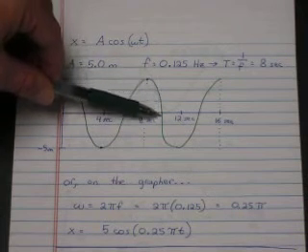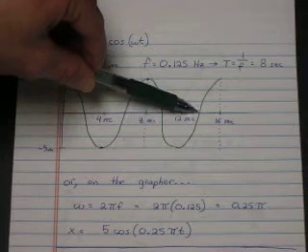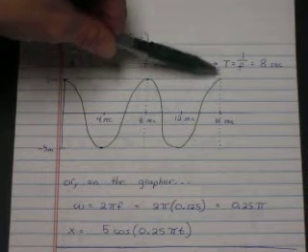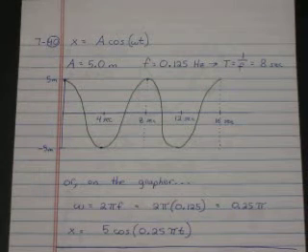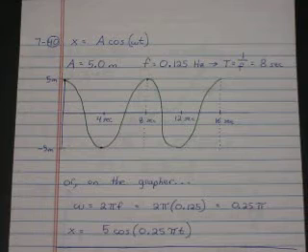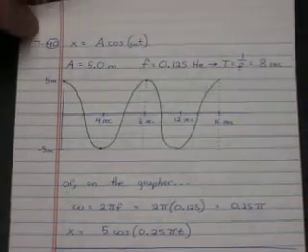10 seconds later, it's at 0. 12 seconds, it's at the bottom of the curve. 14 seconds, it's at 0. 16 seconds, 2 periods later, it's right back up at 5 meters again. Another way that we could do this is to use a graphing calculator, and I will show that on a second video. So we'll come back to that on the next video.